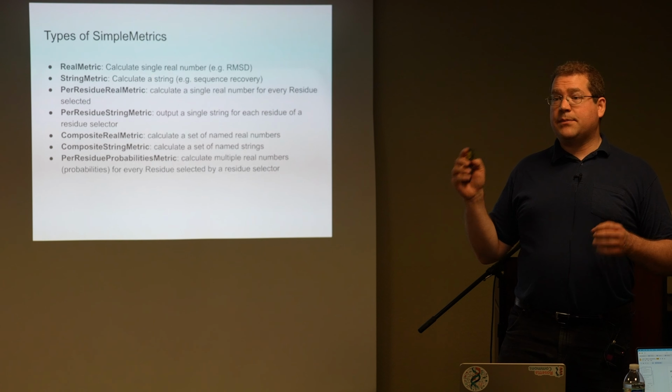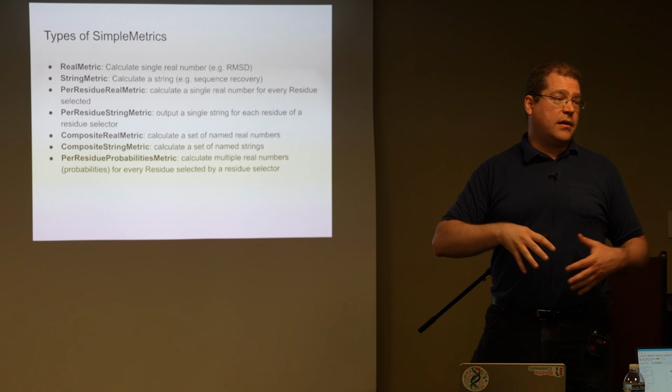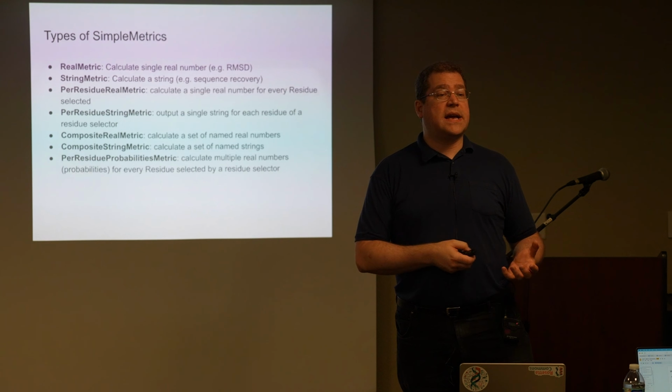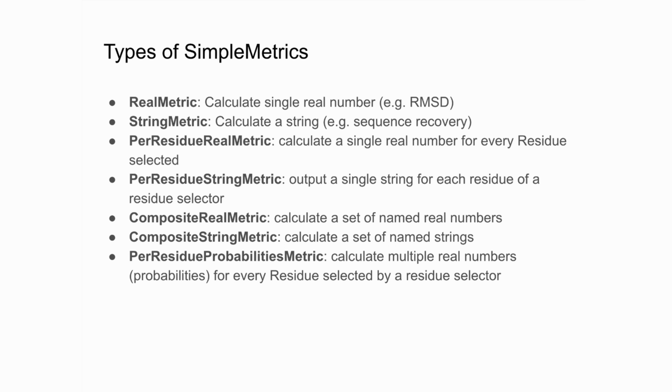So SimpleMetrics have a flexibility. There's a number of different subtypes of metrics depending on what exactly you're calculating. Probably the simplest of the SimpleMetrics are the real metrics, which basically take your pose and calculate a single real number value from across the entire pose. But you can also return a string, so if there's some sort of description that you have, you can return that string.